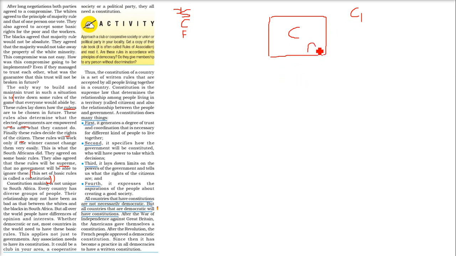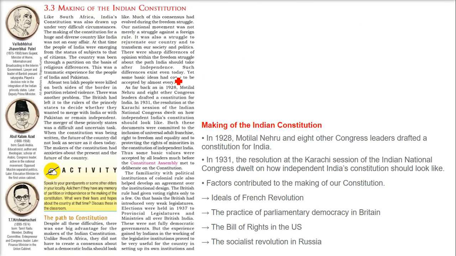But every democratic country will have a constitution. So if your country is a democratic country, then your country ought to have a constitution. So again, let me tell you, this is a very important thing: all countries that have a constitution are not necessarily democratic, but all countries which are democratic, which say they are democratic, will have a constitution.